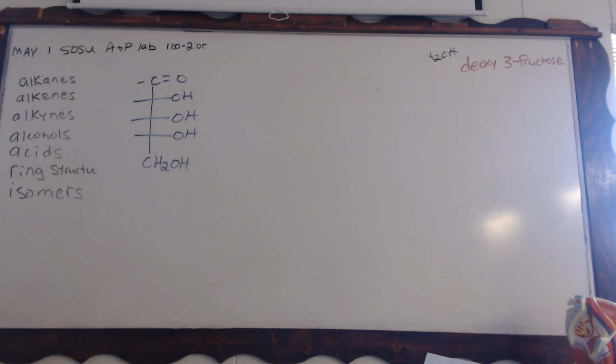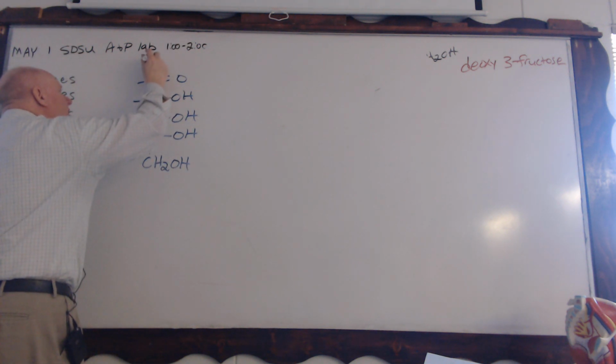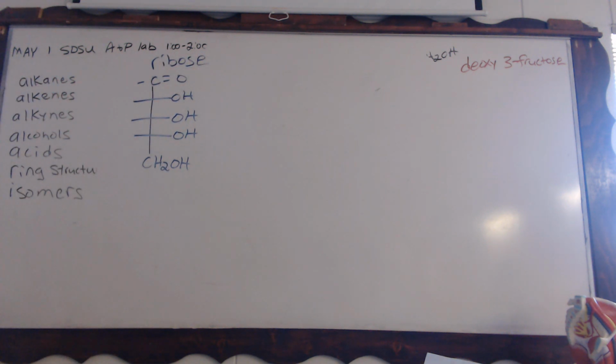First thing I want you to ask yourself, what type of monosaccharide is that? Is it an aldose sugar or a ketose sugar? Aldose sugars have a double bond oxygen on the first carbon. Ketose sugars have a double bond oxygen on the second one. Okay? So this is what we call ribose.